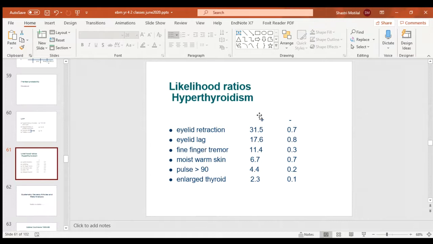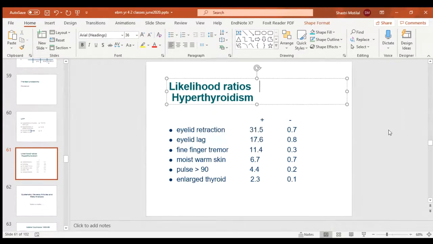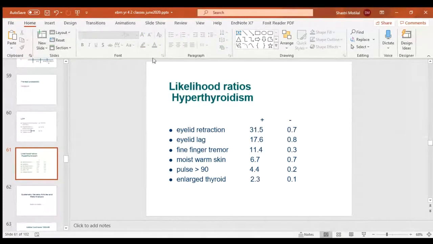And the plus refers to the positive likelihood ratio and the negative refers to the negative likelihood ratios. So based on this, what does that mean? You could see that eyelid retraction, eyelid lag and fine finger tremor all have positive likelihood ratios more than 10. That means if a person has these signs, you're thinking there's a high chance this person probably really has Graves' disease.